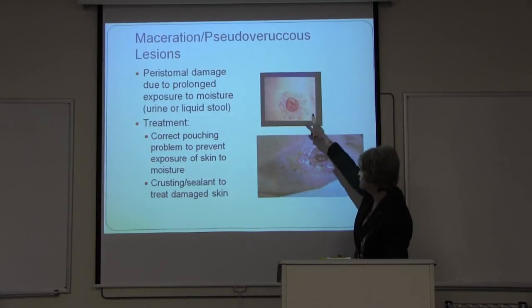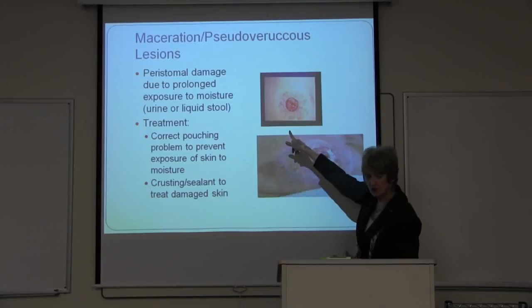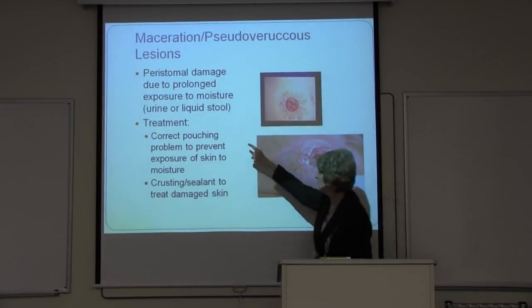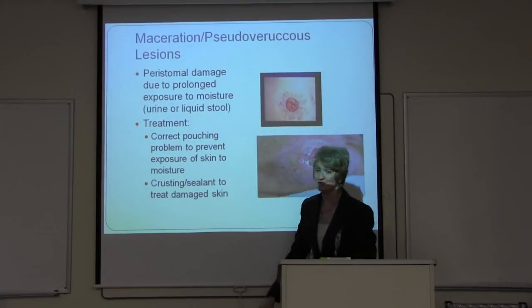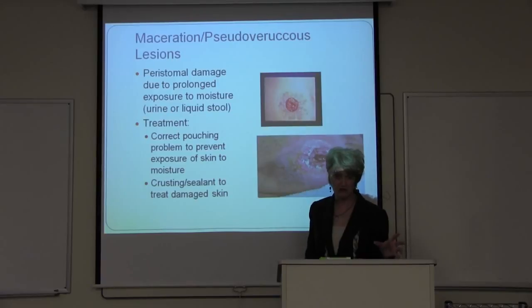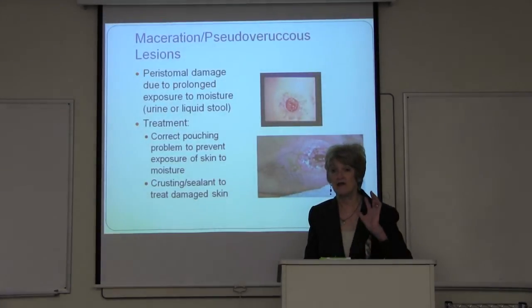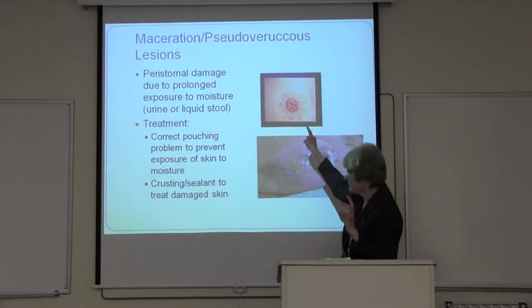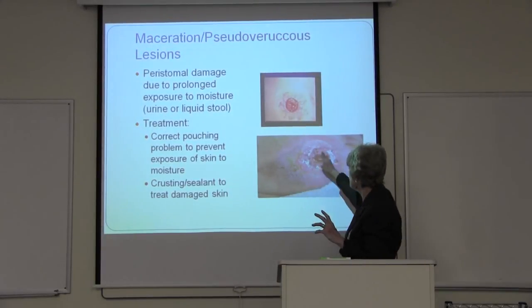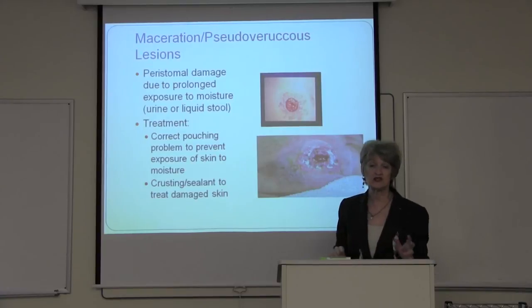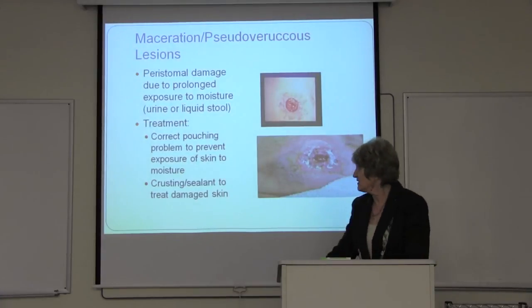With this patient, we were able to just use a sealant to waterproof the skin because it was just urine, so we were able to use a sealant and convexity. So you've got to do these two things. You've got to correct the pouching problem to stop the contact between the moisture and the skin. And then you've got to use either a sealant if it's urine alone or crusting if you're dealing with liquid stool to actually treat the damaged skin.